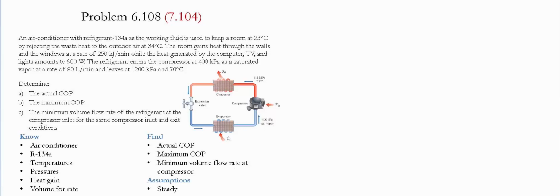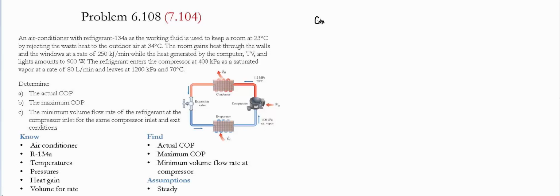The refrigerant enters the compressor at 400 kilopascals as a saturated vapor at a rate of 80 liters per minute and leaves at 1200 kilopascals and 70 Celsius. We need to determine the actual COP, the maximum COP, and the minimum value of the flow rate of the refrigerant for the compressor inlet for the same compressor inlet and exit conditions.